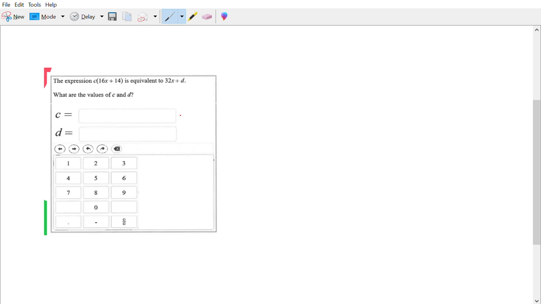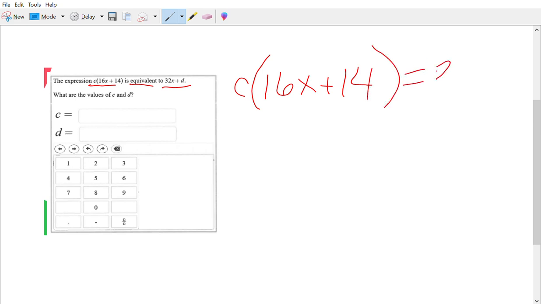So it tells us two expressions. They're equivalent, so they're equal to each other. So I'm going to write it out. 16x plus 14 is equal to 32x plus d. All right, so that means that 32x is somehow equal to the 16x.